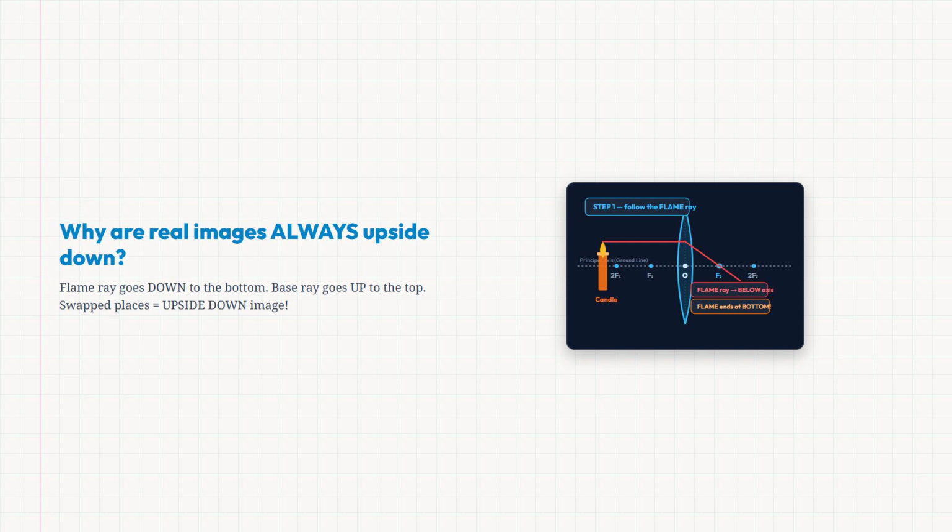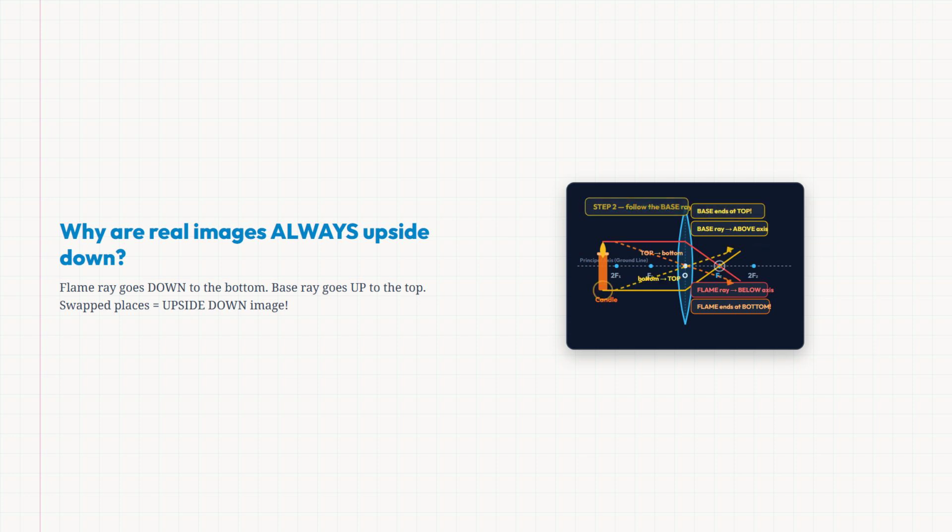Now, the base. The base of the candle is below the axis. Its ray also travels parallel to the axis. The lens bends it up through the same focus F2, and it keeps going up. Look, the base's ray is now above the axis, so the base's light lands at the top of the image.